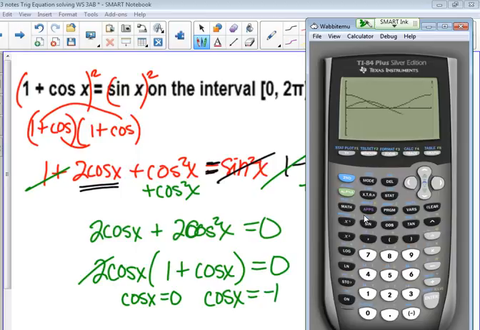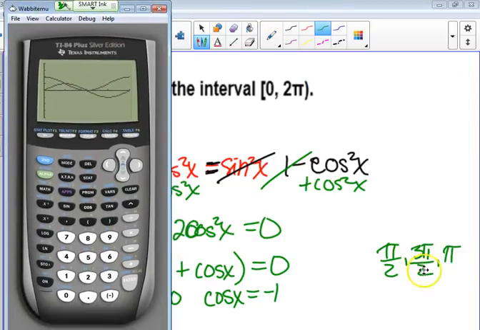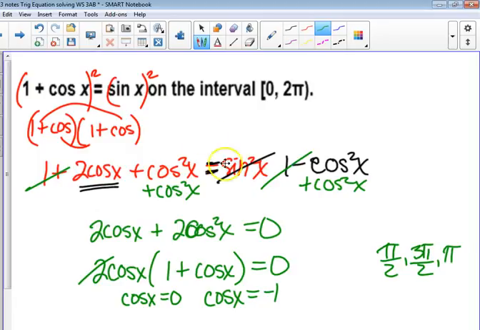How many intersection points are we seeing? 2. 1 here and 1 here. What did we get? Got 3. Okay. When you square both sides is a prime time to get a solution that doesn't work. Okay? When you square both sides, it's a problem.